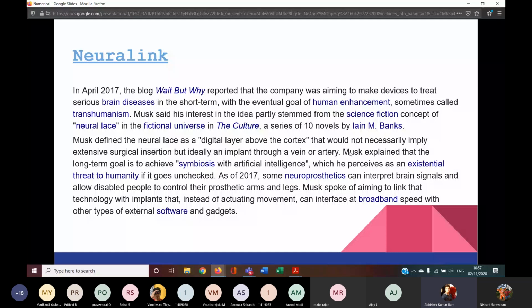Now it has some disadvantages also. If this kind of thing happens, then there will be many disadvantages, like misuse and many other things. So that's why this is a topic which is still going on, and the government has not legally approved it. But I think when it is approved, this will be one of the greatest revolutions in human mankind.